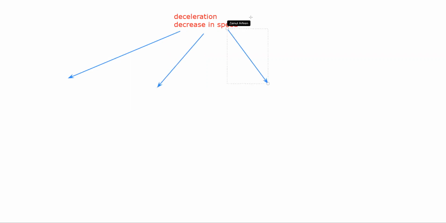Next is the term deceleration. The term deceleration means decrease in speed. If the speed of an object decreases, we call it deceleration. Same thing, deceleration can be 0, it can be constant, it can be increasing, or it can be decreasing.